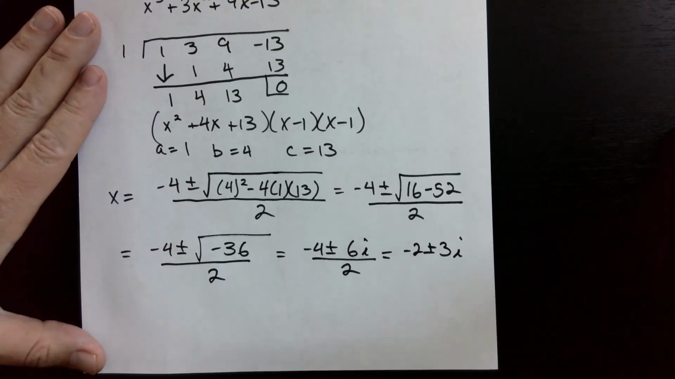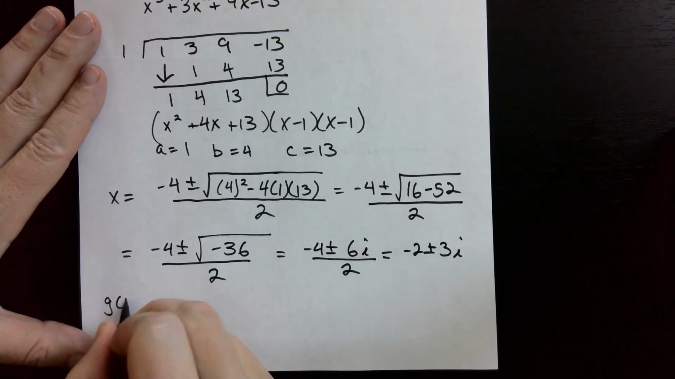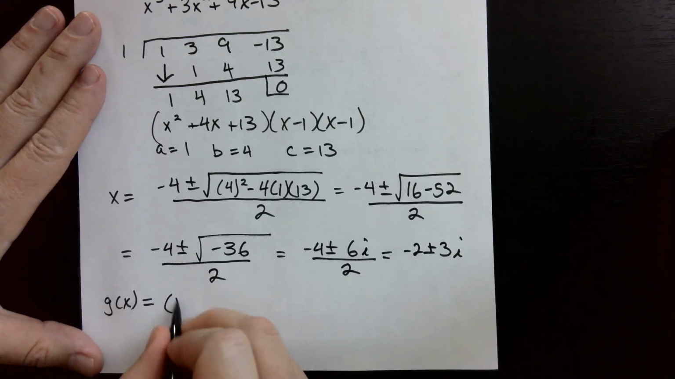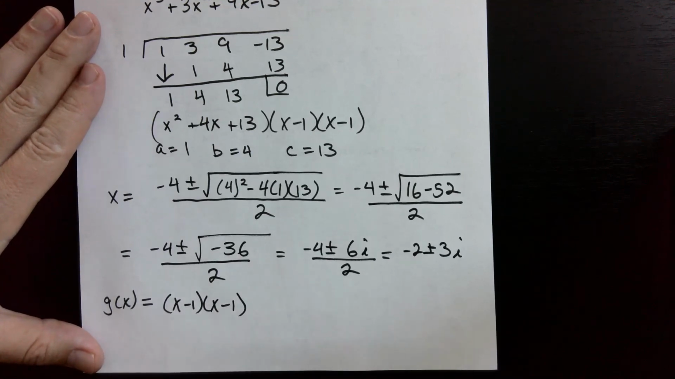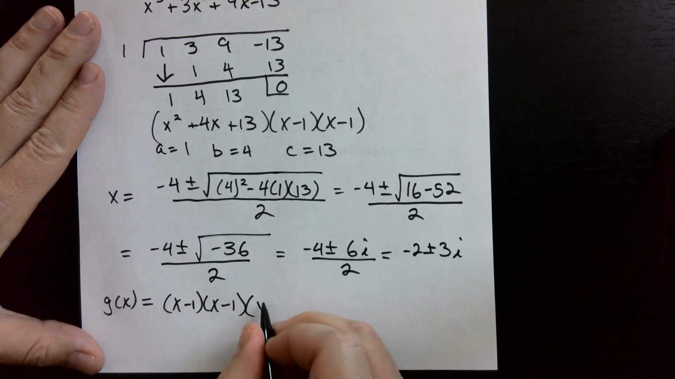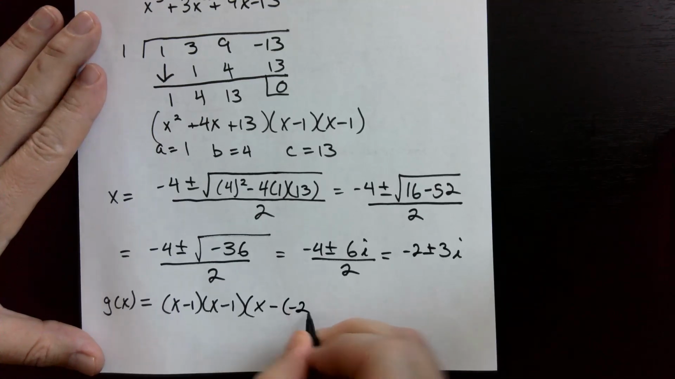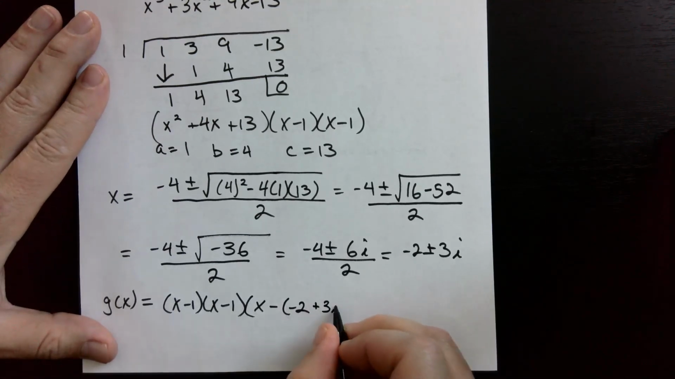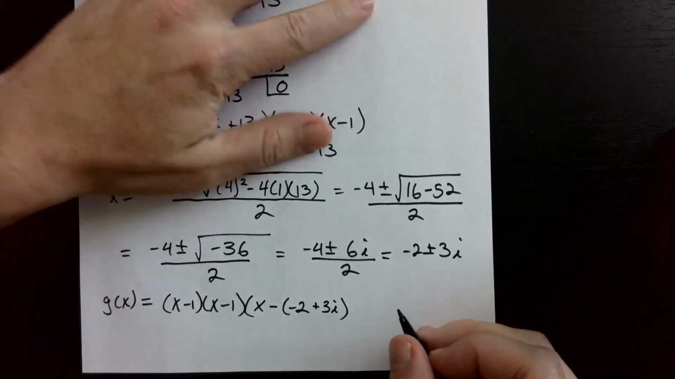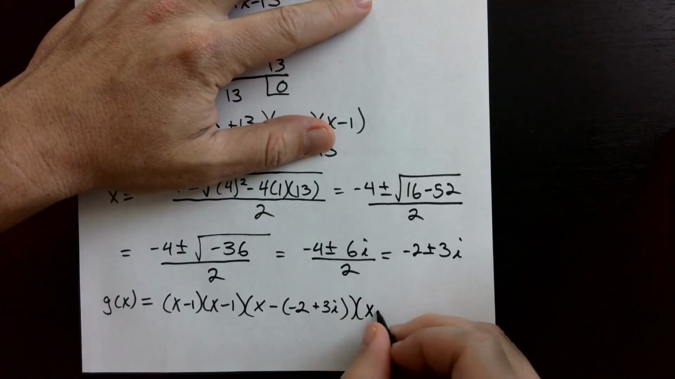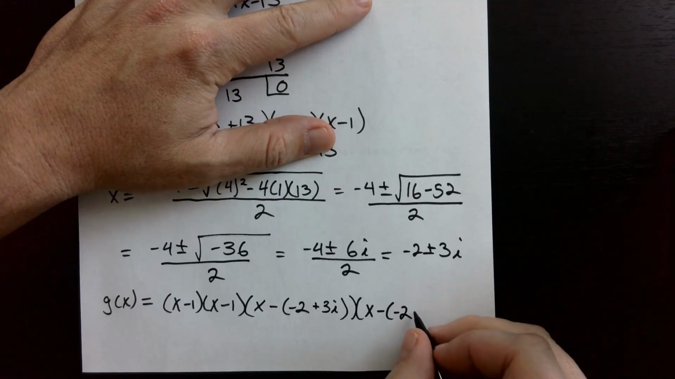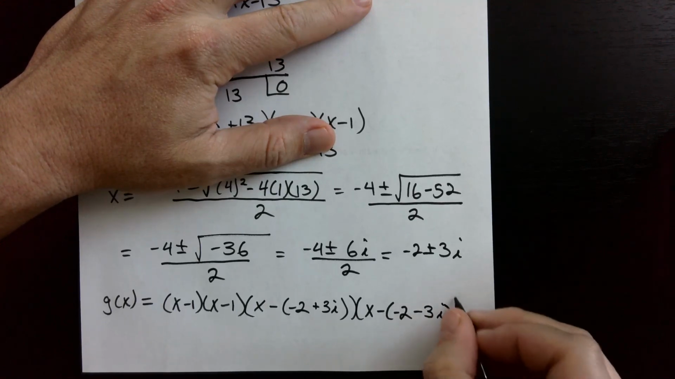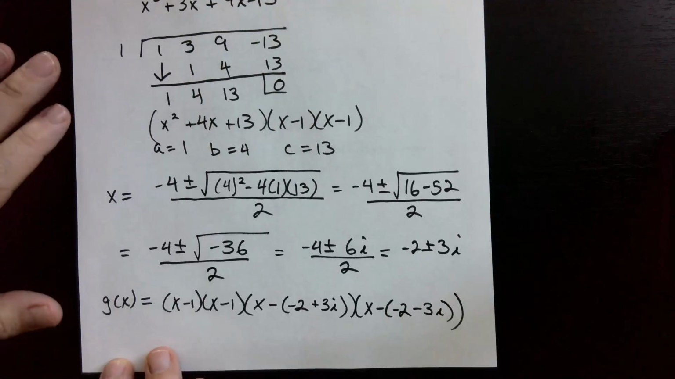Okay, so g of x is equal to the following. x minus 1 times x minus 1. You can also write that as x minus 1 squared. And then x minus negative 2 plus 3i, and then x minus negative 2 minus 3i. And that's it.